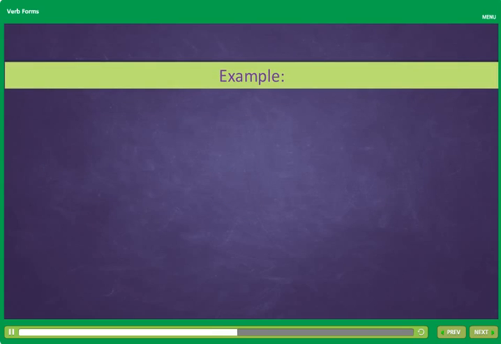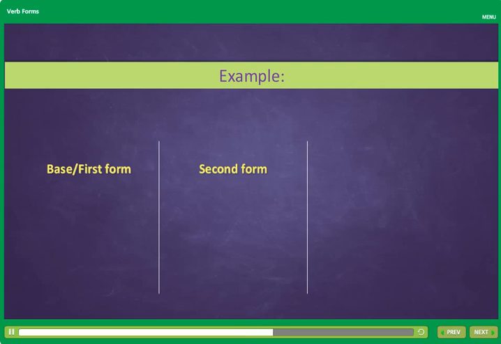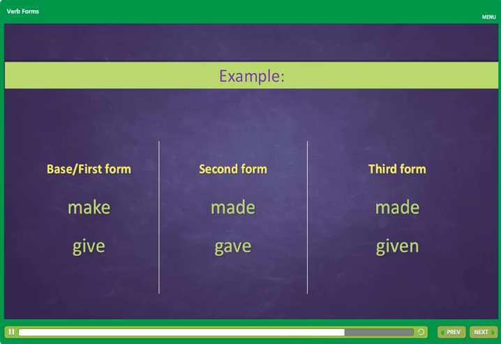However, this changes if the verb is irregular. Note that with some irregular verbs, the past form and the past participle form are the same. Make, while others have different past and past participle forms. Give. It is not possible to look at the base form of a verb and determine whether it is regular or irregular. Learners of English usually have to memorize lists of irregular verbs.